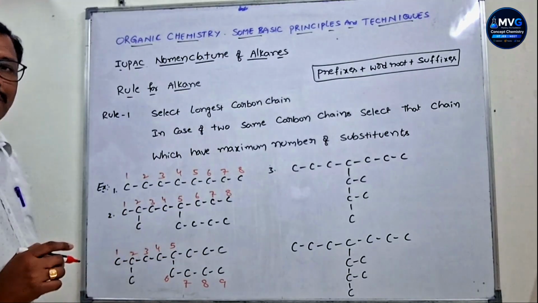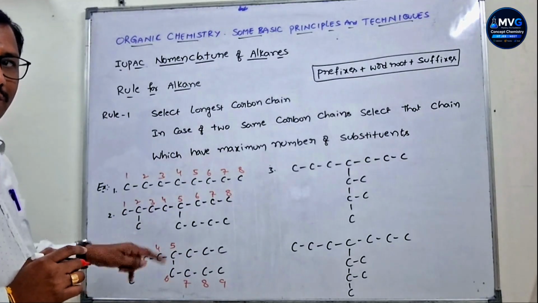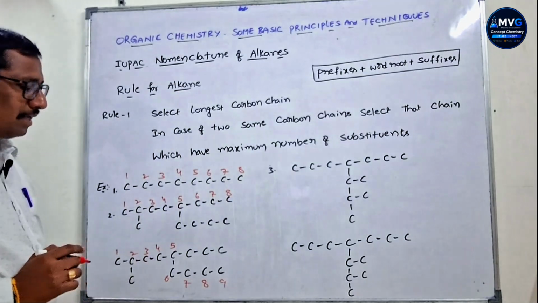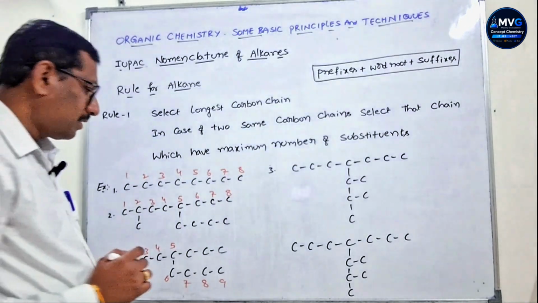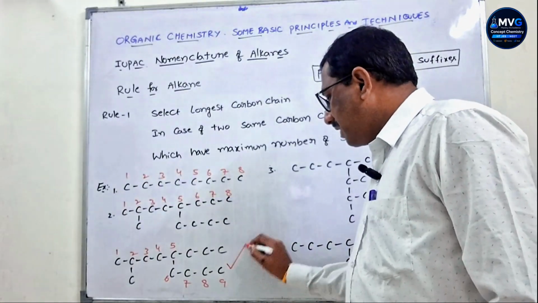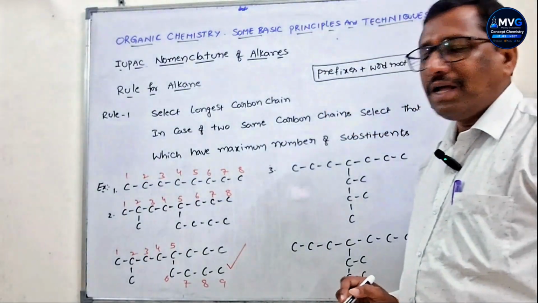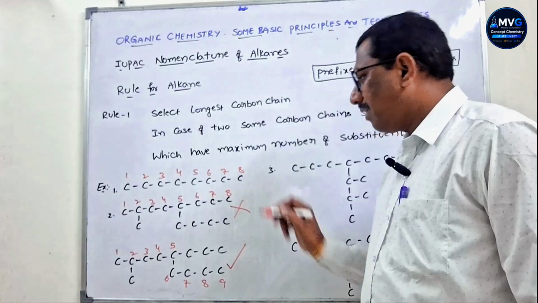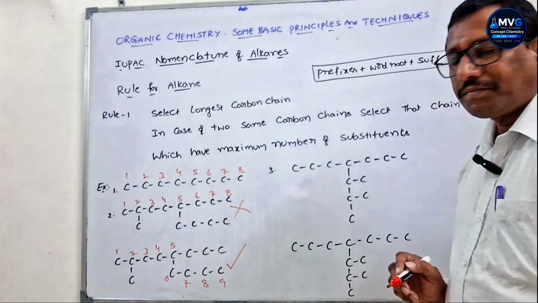So whichever side we get more carbon atoms included in the carbon chain, in that direction we should select the longest carbon chain. Now which is correct, students, in these two? So this is the correct way of selecting the carbon chain. This is the wrong way of selecting the carbon chain.